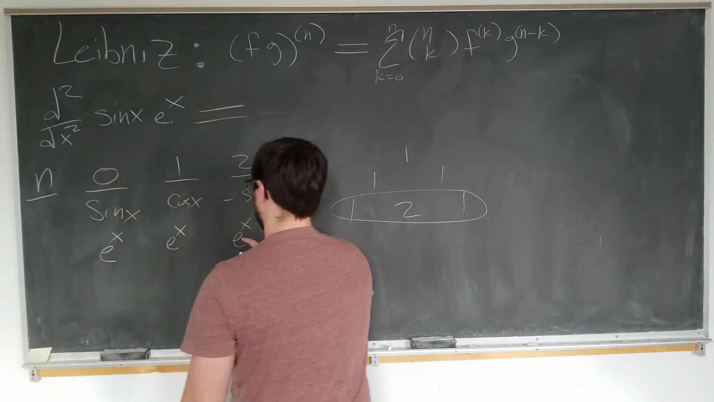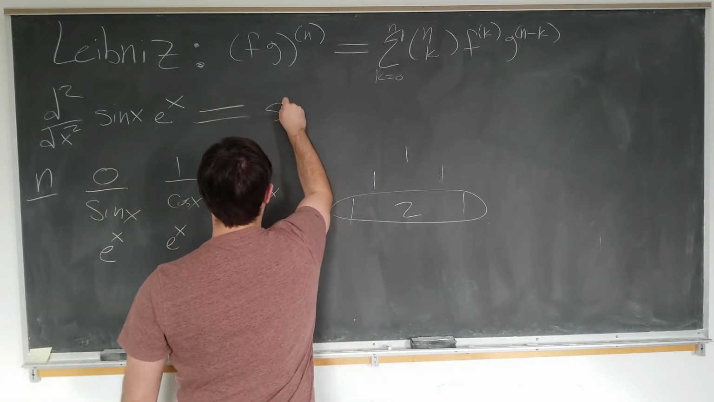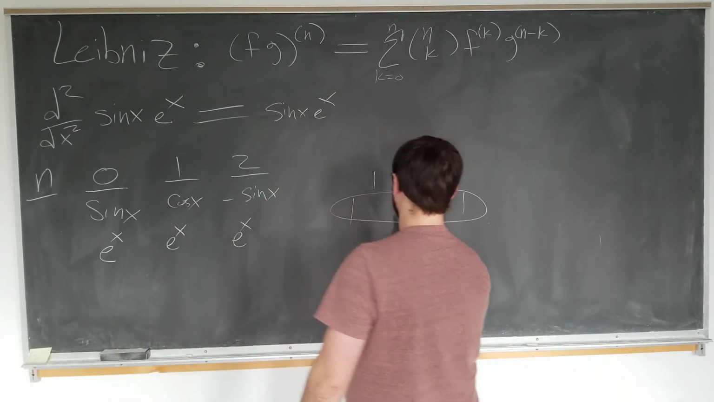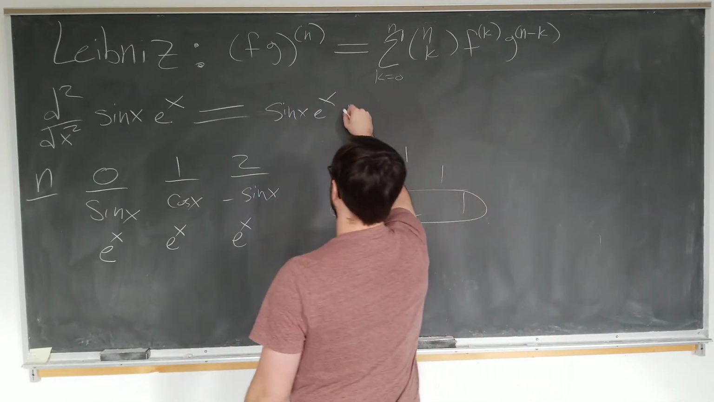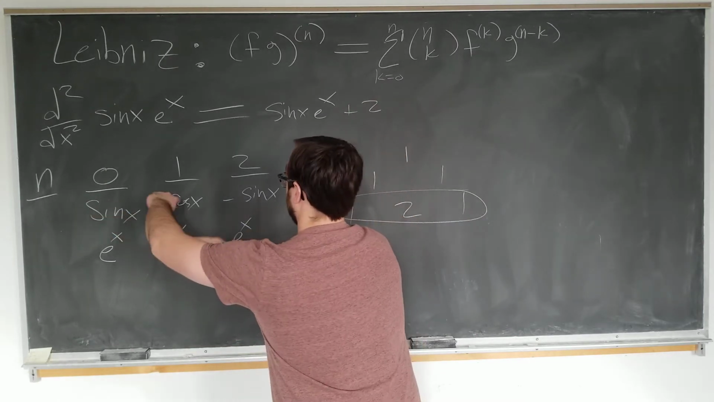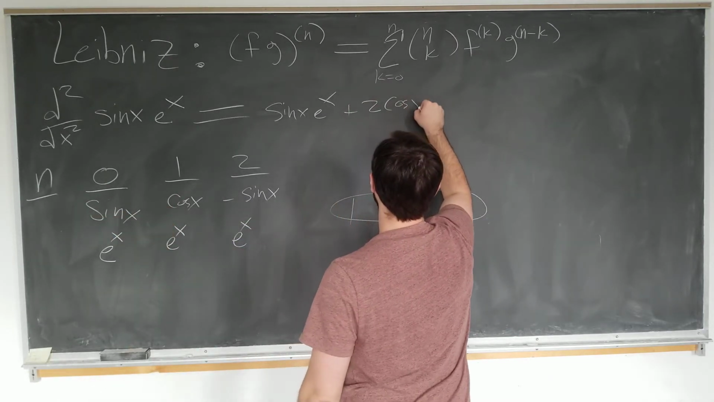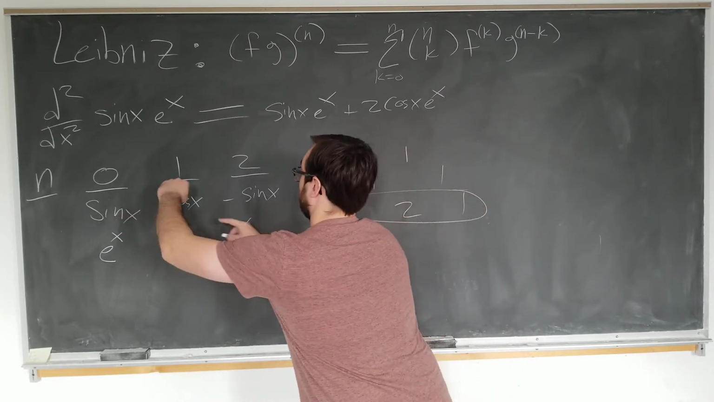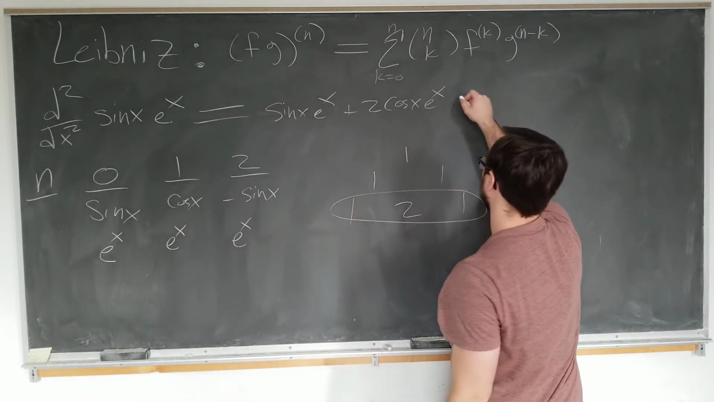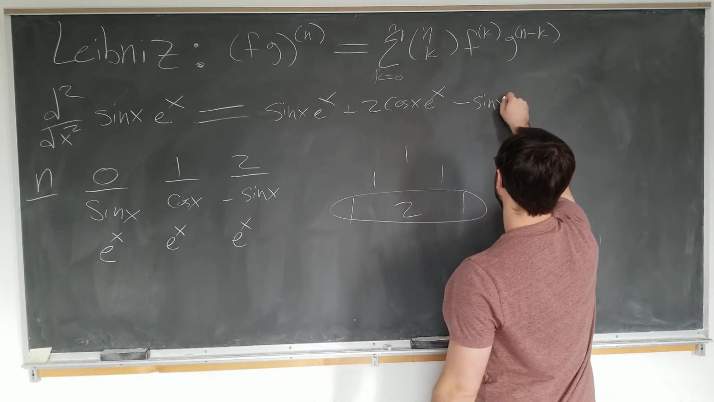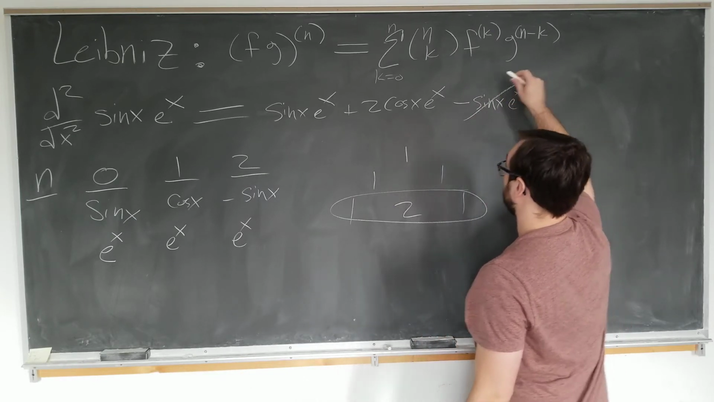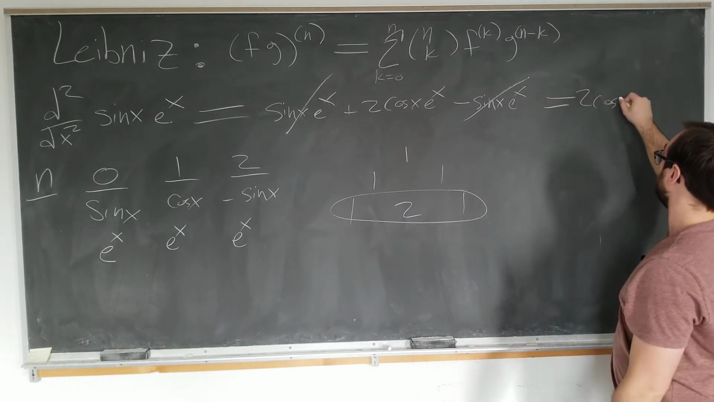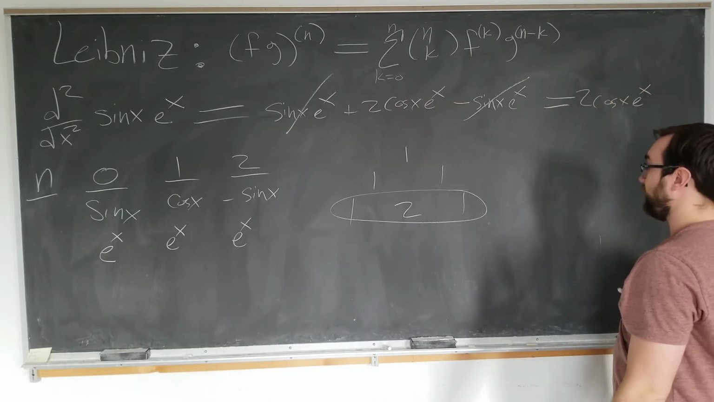Binomial coefficient of 1 of sine x e to the x plus binomial coefficient of 2 of cosine x e to the x, and then a 1 times minus sine x e to the x. See, we have a cancellation, and our answer is 2 cosine x e to the x.